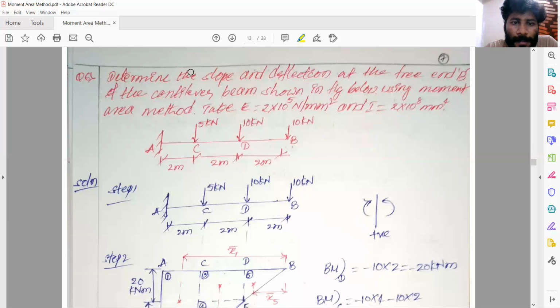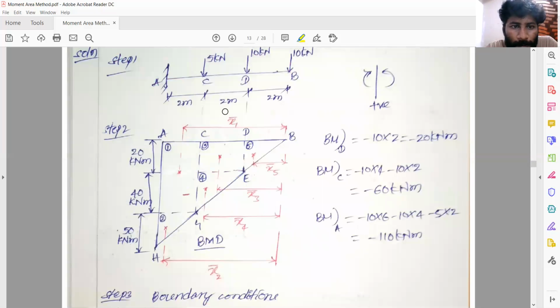The next problem is to determine the slope and deflection at the free end B. The beam is subjected to three point loads, and E and I are given. So first we have to find the bending moment diagram.